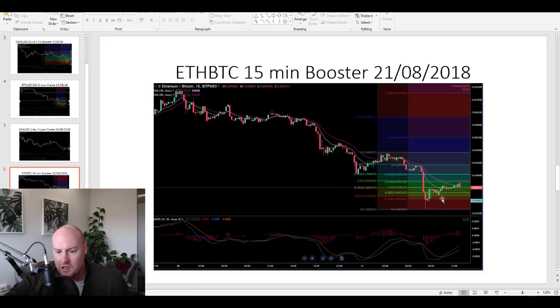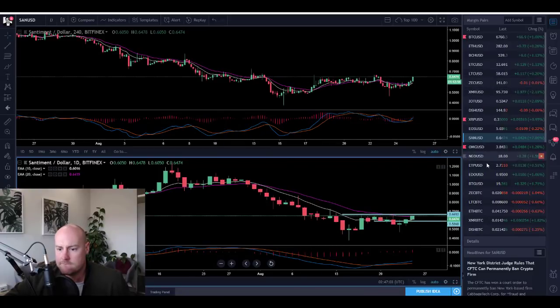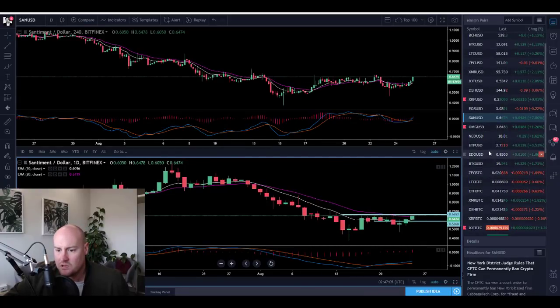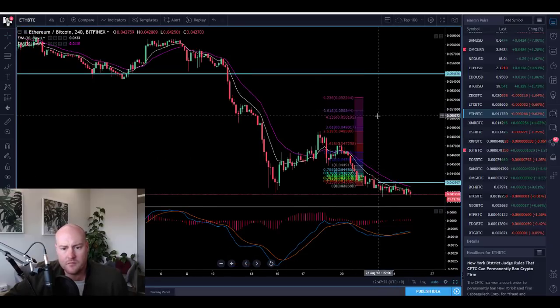If you have a look here, entry around that 61 and 50% fib cluster. Stop behind here. Nice downtrend. Let's have a look. 21st on. Where are we? Here it is. Throw that up.